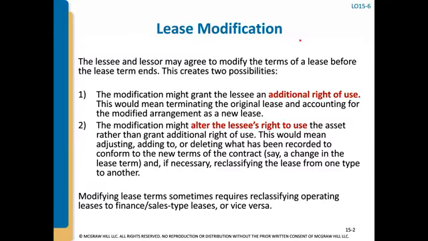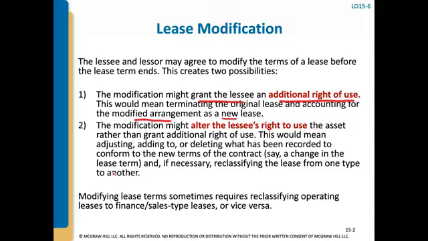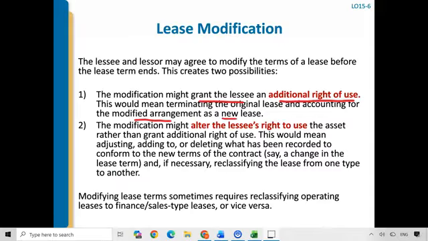If they want to add an additional right of use to a lease, so the modification might grant the lessee an additional right of use, meaning they want to add an additional piece of equipment to the lease that already has five different pieces of equipment. Well, that would mean they would need to terminate the original lease and account for the modified arrangement as a new lease, or they could just do a new lease for that one piece of equipment.